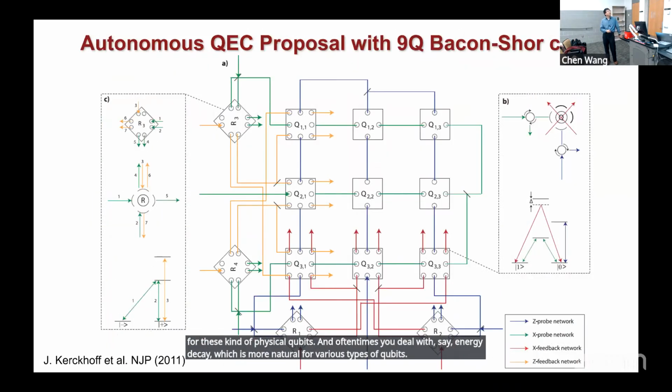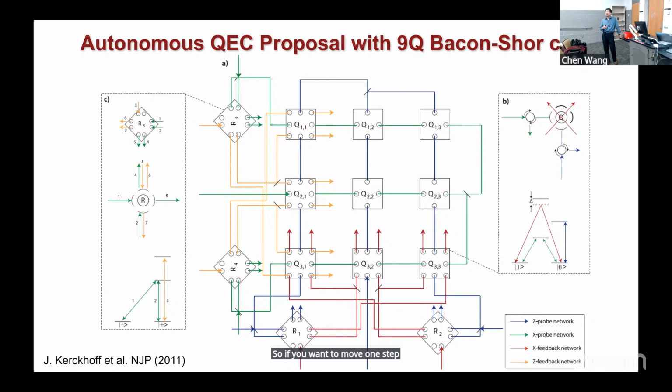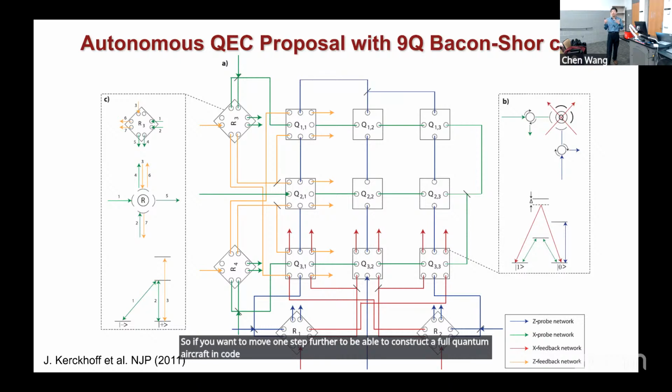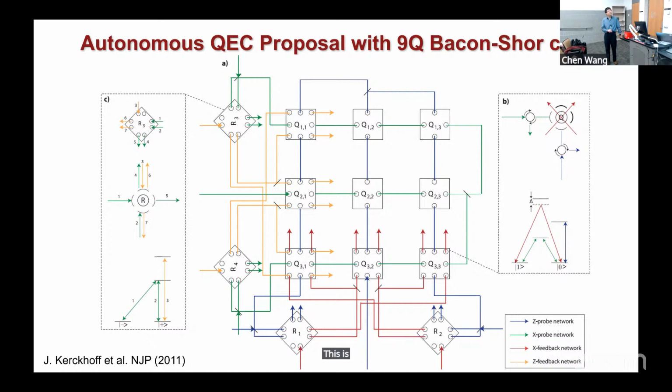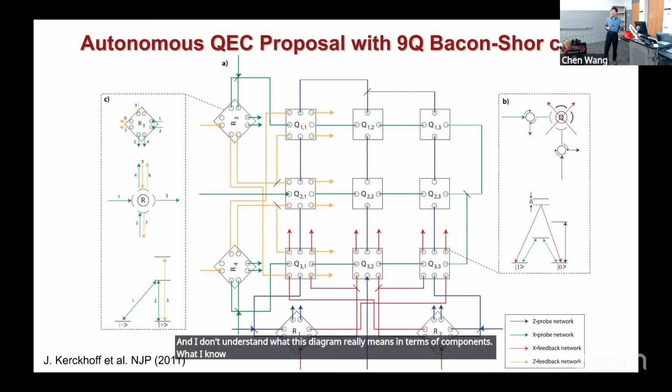So if you want to move one step further to be able to construct a full quantum error correcting code for both bit flip and phase flip, which will allow you to correct all kinds of errors for single qubits, this is the sort of photonic approach people have come up with. And I don't understand what this diagram really means in terms of components. What I know is that it's complicated enough that nobody has tried to do this, even though this proposal has been a thing for a while.